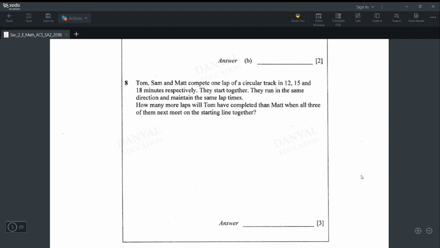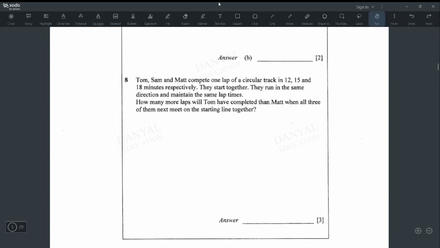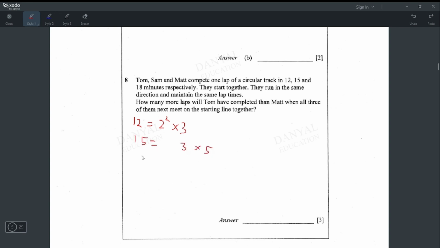So the first step of this question is to identify that this is a lowest common multiple question. So we first need to find what the lowest common multiple of 12, 15, and 18 is. And how we do that is we use the prime factorization of each of them. So 12 will be 2 squared times 3, 15 will be 3 times 5, and 18 will be 2 times 3 squared. So we take the highest powers of each of them, 2 squared times 3 squared times 5. So the lowest common multiple is 180, from 4 times 9 times 5.